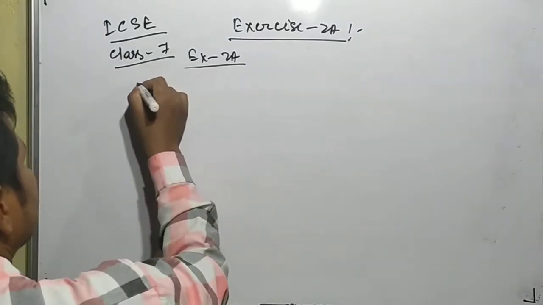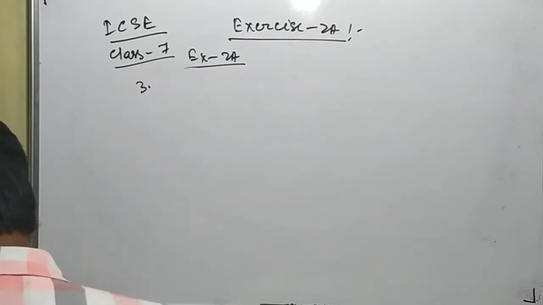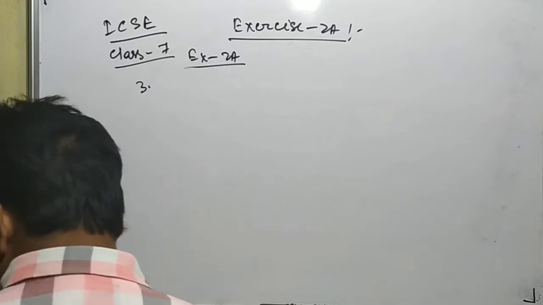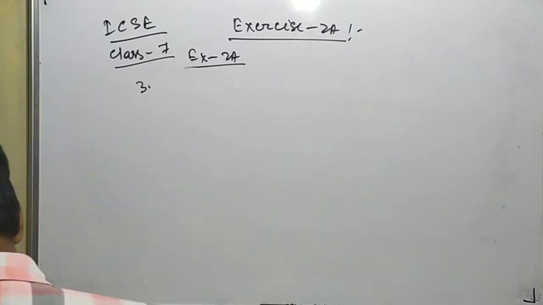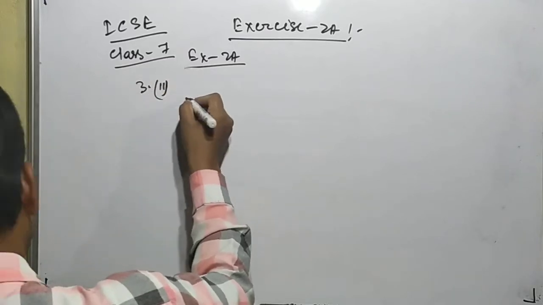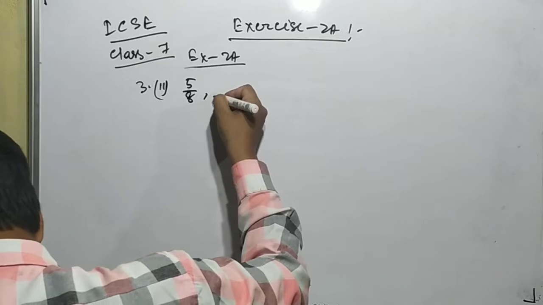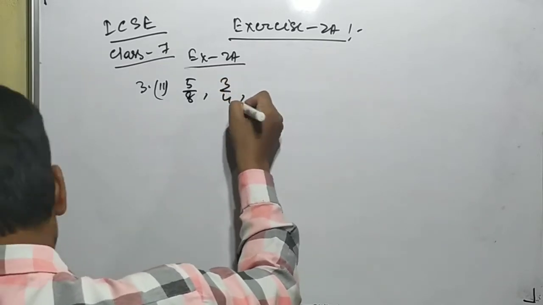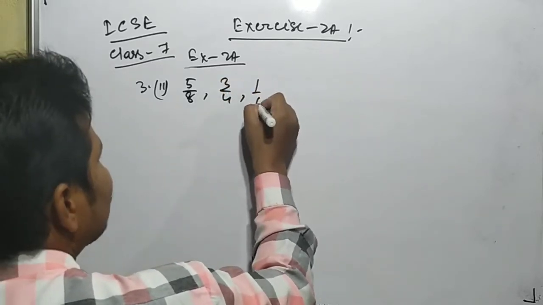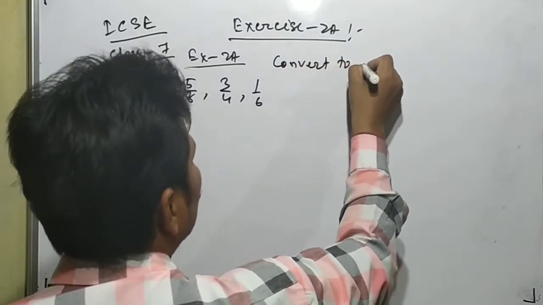Now question number 3. Convert the following fractions into like fractions. Okay, so we have to convert the given fractions into like fractions. Suppose we will do bit 2. So what is the question? 5 by 8, 3 by 4, 1 by 6. Convert to like.